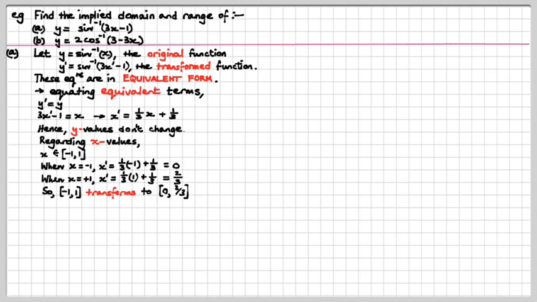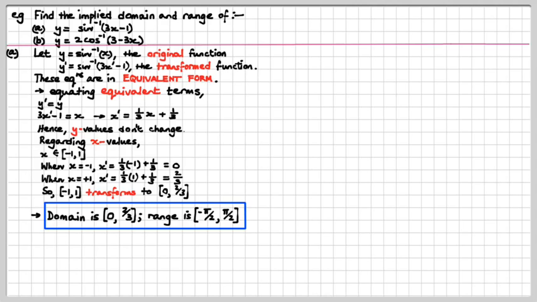So, the domain from minus 1 to 1 inclusive transforms to the domain from 0 to 2/3 inclusive. So now we have the implied domain. The implied domain is from 0 to 2/3 inclusive, and the range is unchanged, from minus pi on 2 to pi on 2, okay?